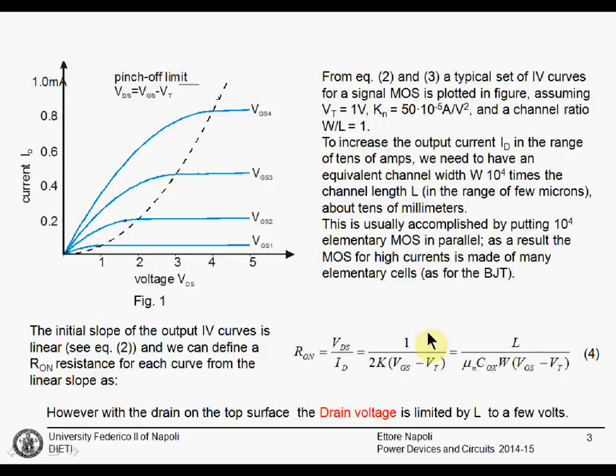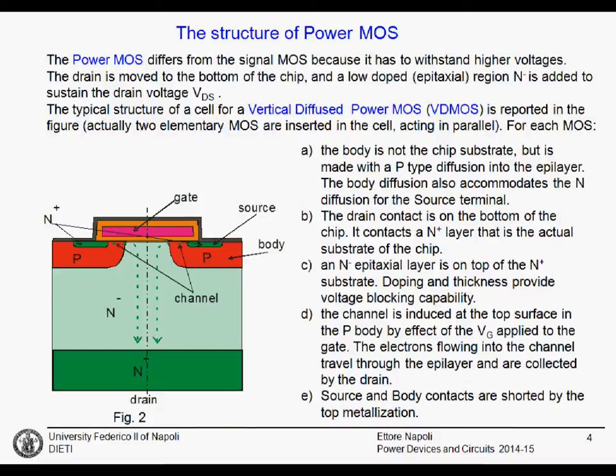We can then increase the current, putting many devices in parallel, but still we have the very large limitation that the drain voltage is limited by the channel length, which we want very small, to very few volts. How to overcome this problem? How to increase the voltage capability? We need to move from the low power MOS device to this power MOS structure.